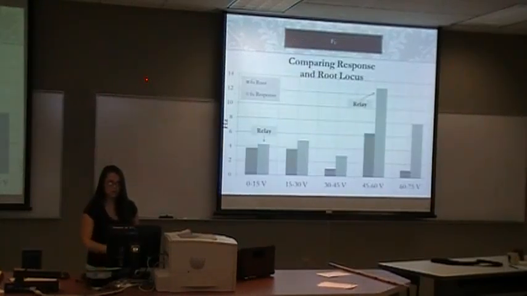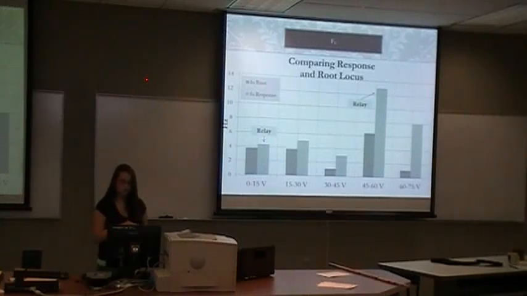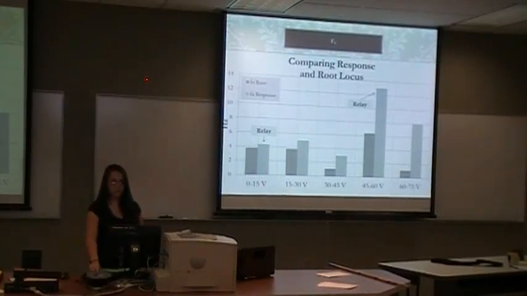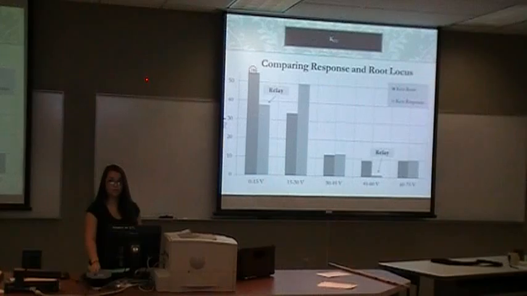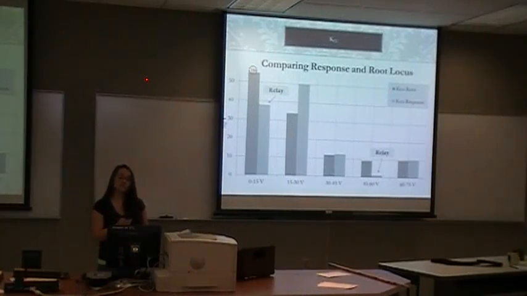This is ultimate frequencies for the different ranges. 0 to 15 and 45 to 60 were relay, the rest were Bode. Once again, this is another comparison from the different ranges. 186 was the highest KCU.